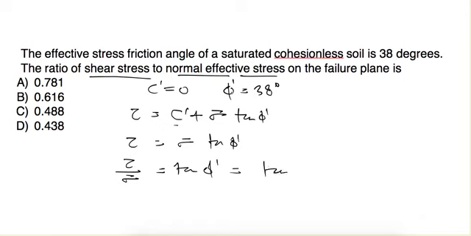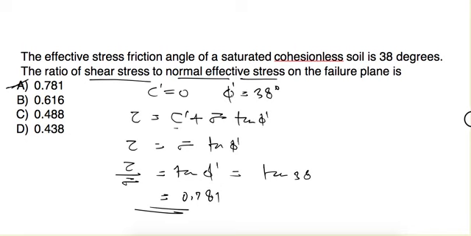Now phi value is given, that is tan 38, so it comes out to be 0.781. So that is just a simple question.